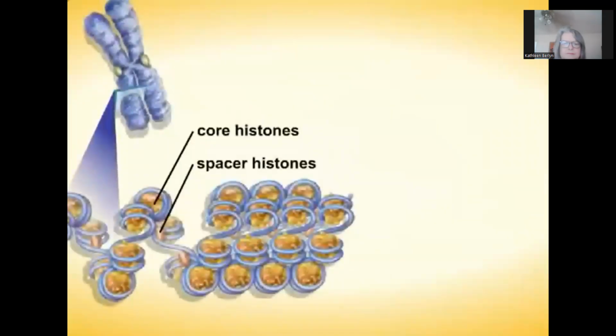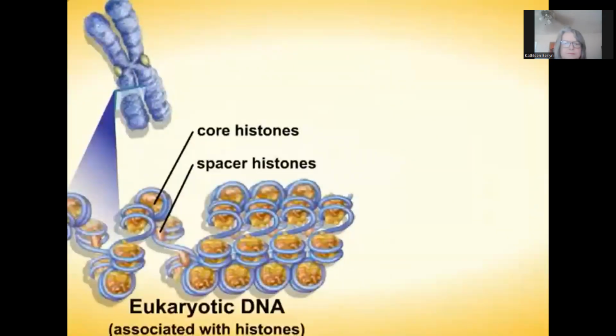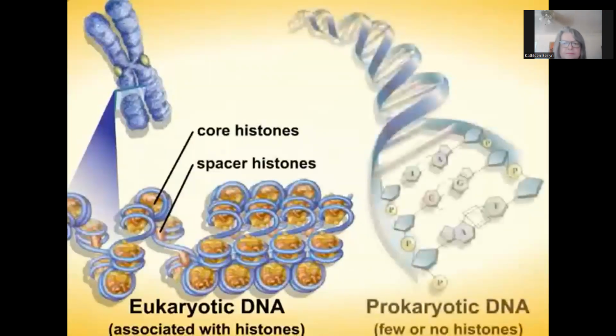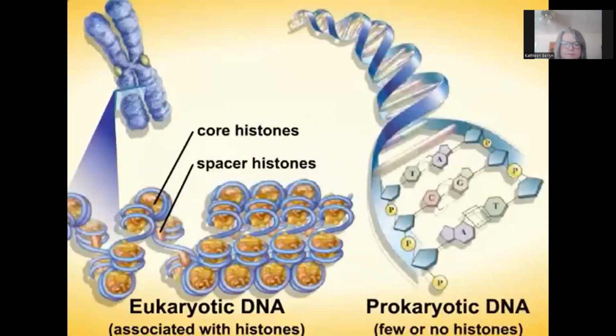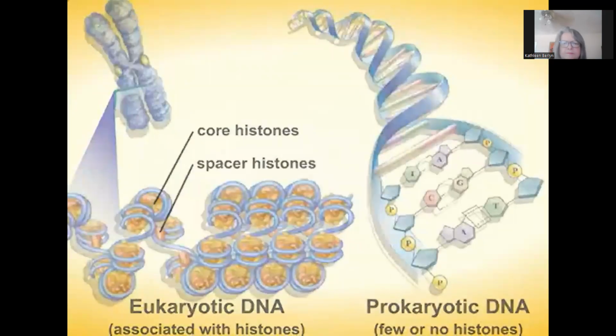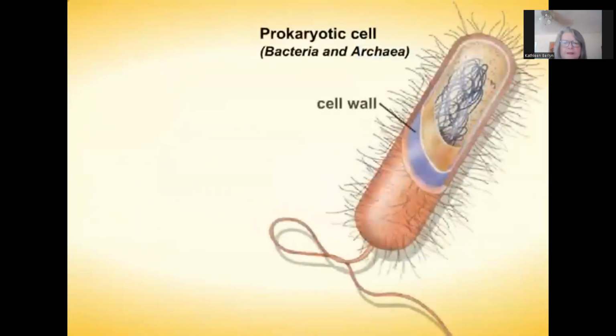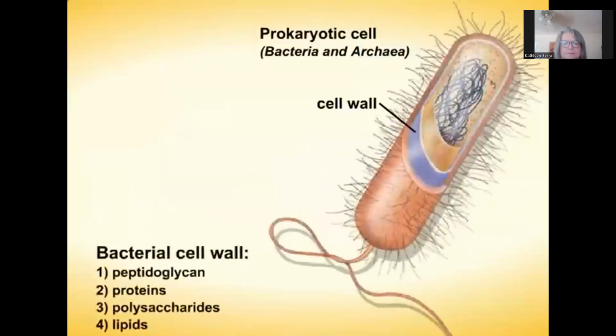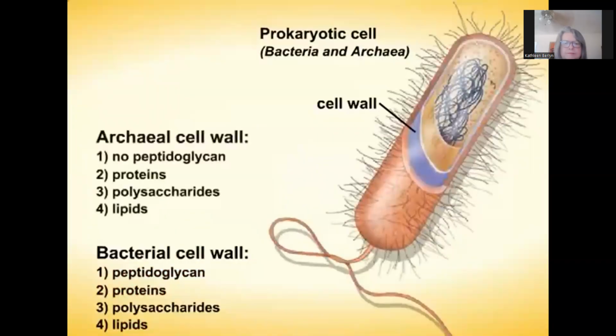Histone proteins associated with the DNA of eukaryotic cells are generally lacking in bacteria but present in archaea. Archaea histones are similar in structure to eukaryotic histones. Small amounts of protein are associated with maintaining the organization of bacterial DNA. Most bacteria and archaea have a cell wall. The bacterial cell wall contains peptidoglycan as well as proteins, polysaccharides, and lipids. The archaeal cell wall contains no peptidoglycan, but does contain proteins, polysaccharides, and lipids.